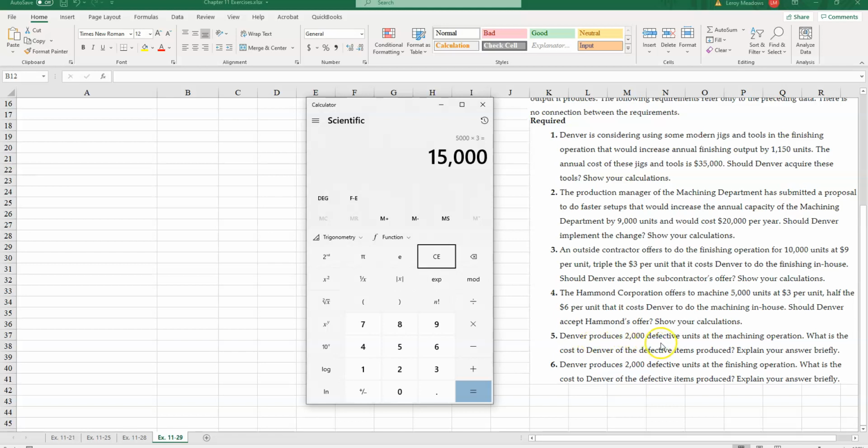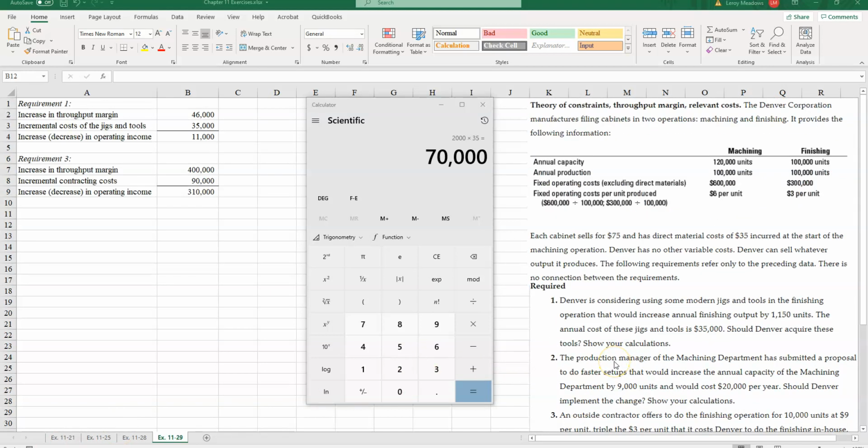Denver produces 2,000 defective units at the machining operation. What is the cost to Denver of the defective items produced? Well, the cost of the defective items is going to be what? If we make 2,000 units and our variable costs are $35 per unit, as we determined up there, it's going to cost us $70,000. And that's just in cost alone. Do we suffer any loss of output in this situation?